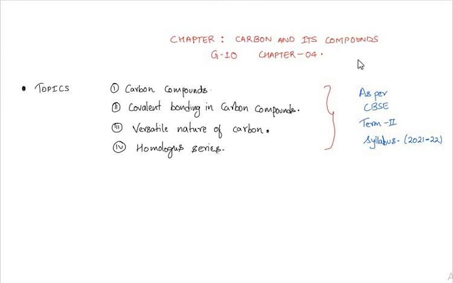In this video we will start the chapter Carbon and its Compounds. It is the 4th chapter of grade 10th. The topics of this chapter given in the CBSE term 2 syllabus are carbon compounds, covalent bonding in carbon compounds, versatile nature of carbon, and homologous series. These are the 4 topics mentioned in the CBSE term 2 syllabus. So let's start this video.